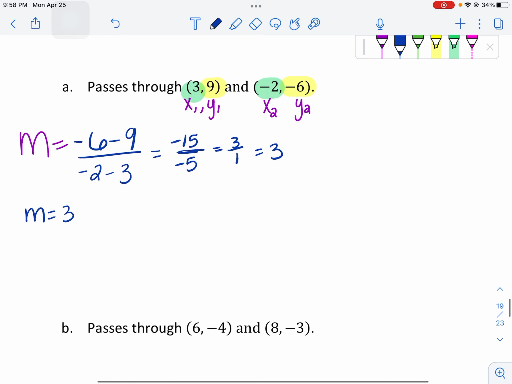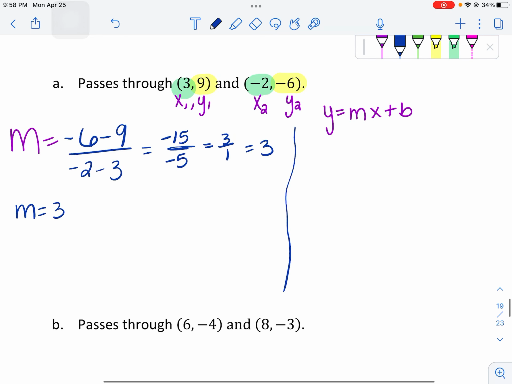So then we're going to plug that into our equation. Y equals mx plus b. And we're going to have y equals 3x plus b. Remember, I didn't mention this, but I had a negative divided by a negative. That's why I got a positive. So my division of negative rule.